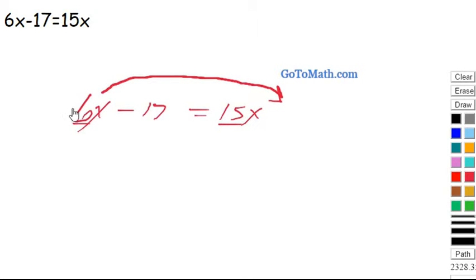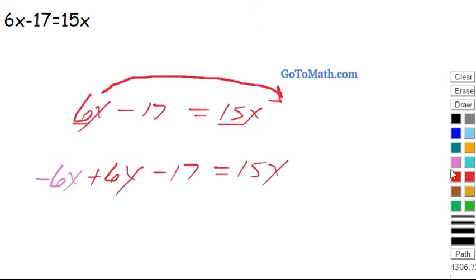All right. Since it's positive, we are going to subtract a 6x from the left. Plus 6x, that'd be this 6x. Minus 17. We're not going to do anything with that right now. 15x. And we subtracted 6x, which means we're going to subtract 6x over here too. So what's going to happen there? That's going to go to 0. And we're going to be left with negative 17 is equal to 15x minus 6x.